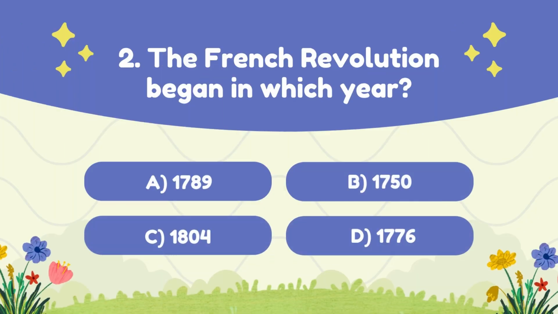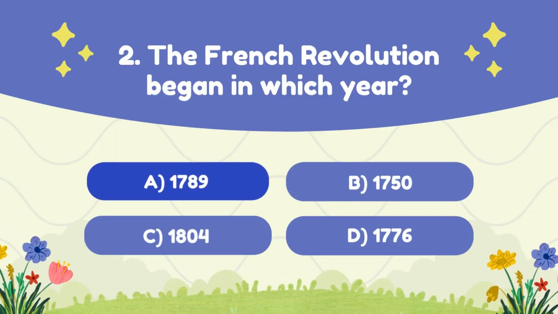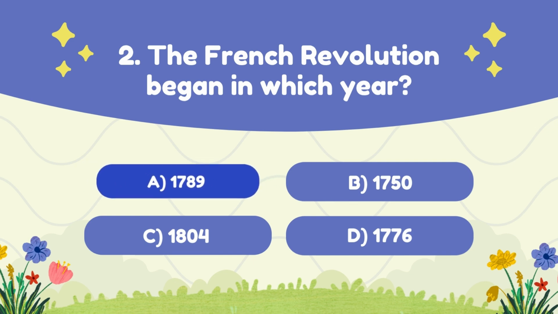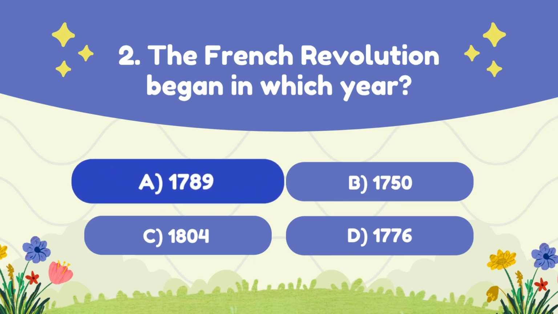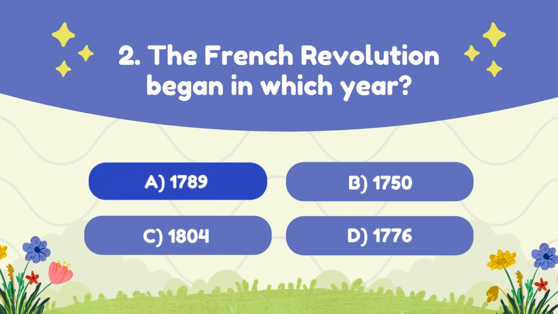The French Revolution began in which year? A. 1789. B. 1750. C. 1804. D. 1776. The answer is 1789. It started with the storming of the Bastille and led to major political and social changes in France.